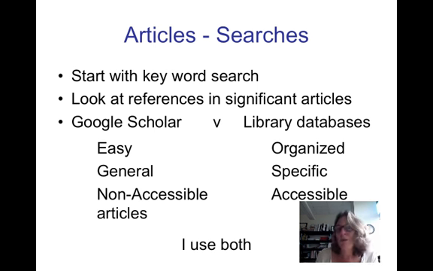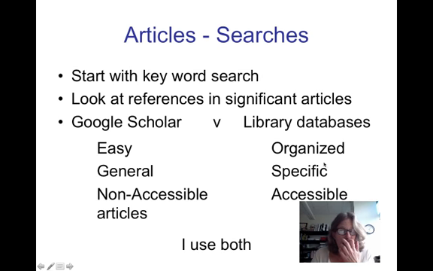You also can do searching. So Google Scholar is one way to do it. It's easy, it's general. Some of the articles are not accessible, especially if you do it from home. If you do it from Cal Poly, sometimes you can get to them, but sometimes you have to pay. So they're sometimes hard to get to.